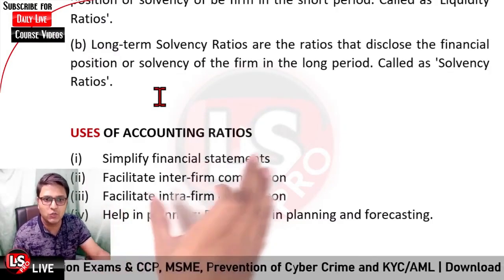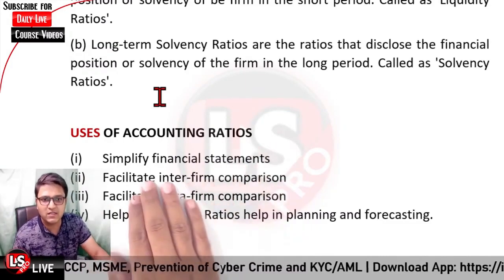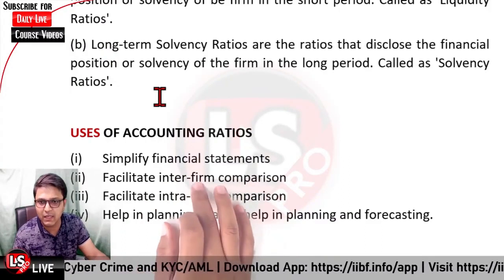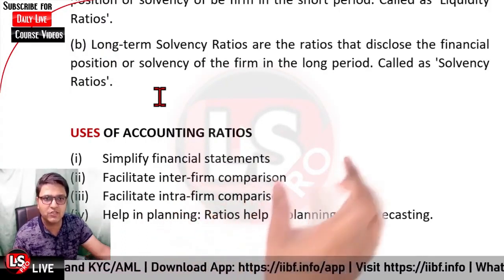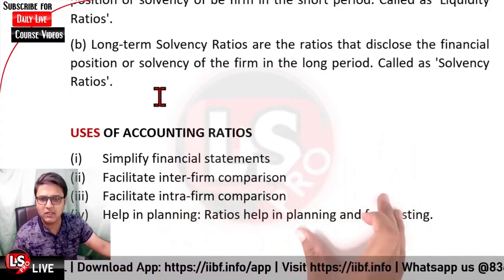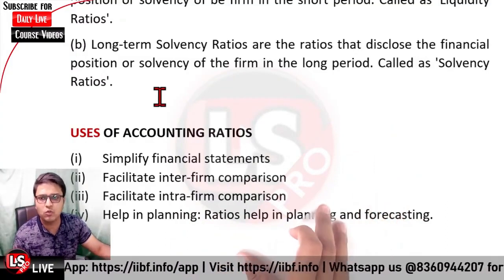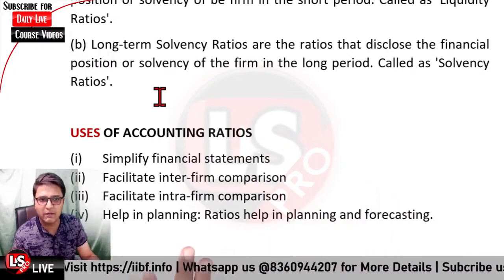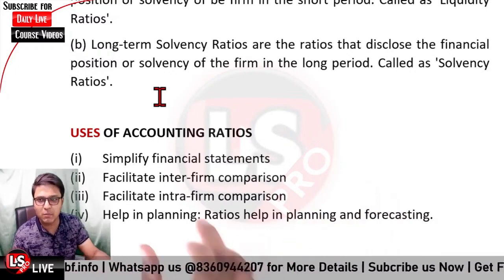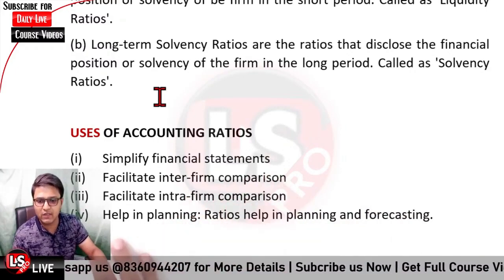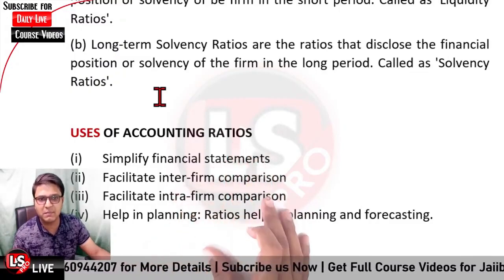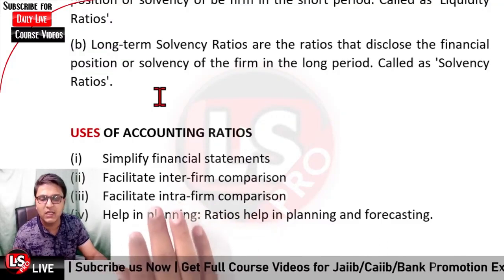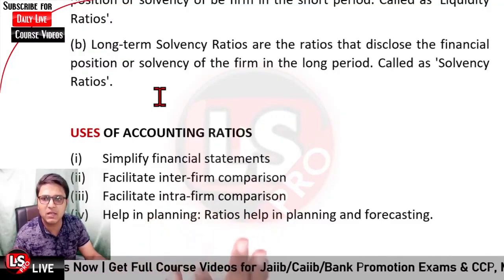So what are the uses of accounting ratios? First of all, they simplify financial statements. If you are a layman and you look at the financial statement itself, you will not know the different facts, so you will not be able to understand it. If you look at a particular figure and know the trend, that if it is increasing it is good, if it is decreasing it is bad, you can simplify financial statements and learn them quickly. Further, it facilitates inter-firm comparison.